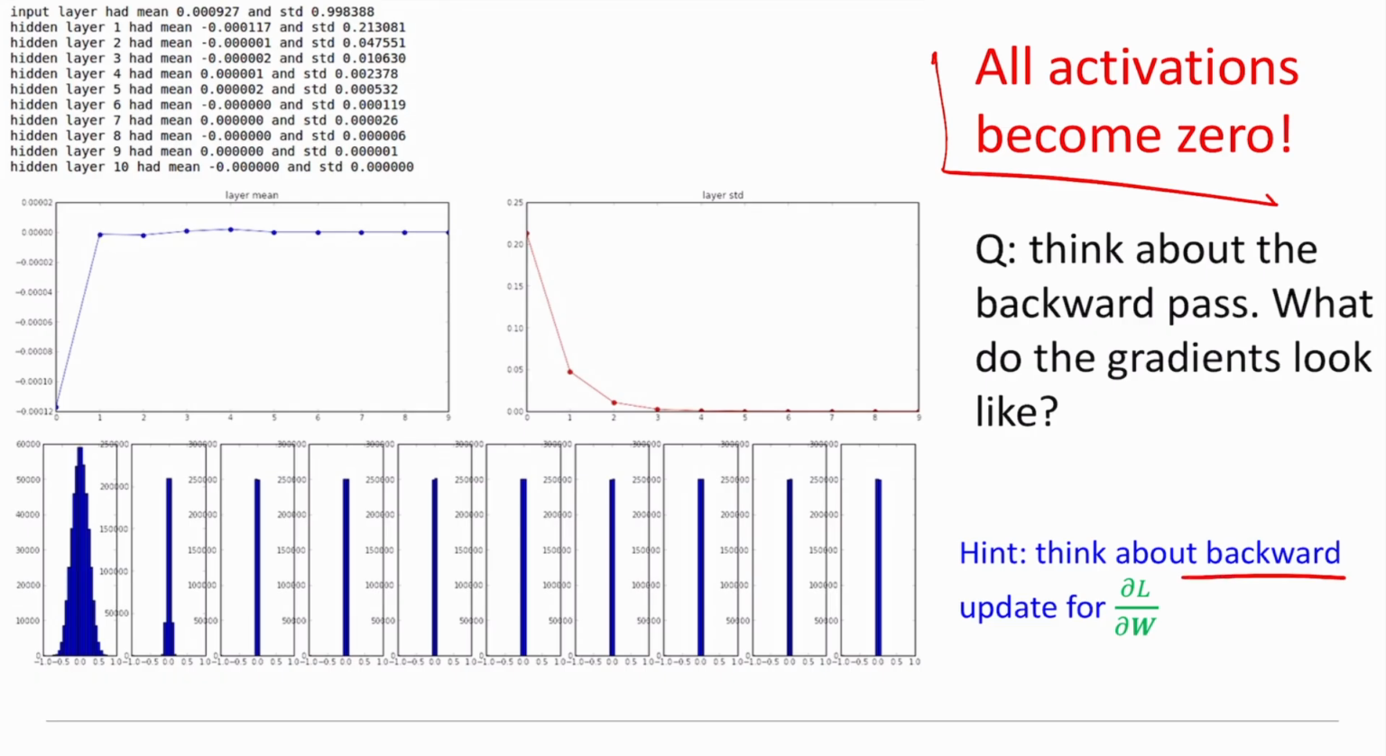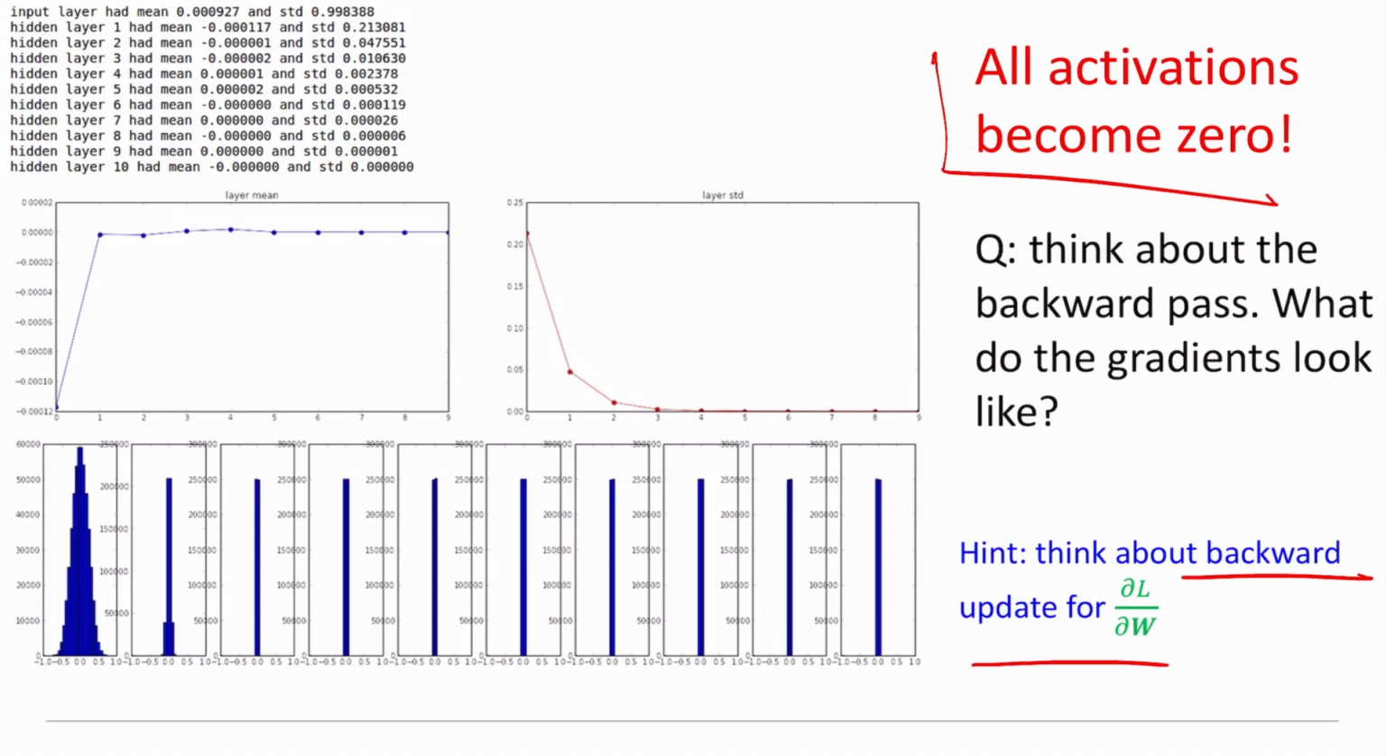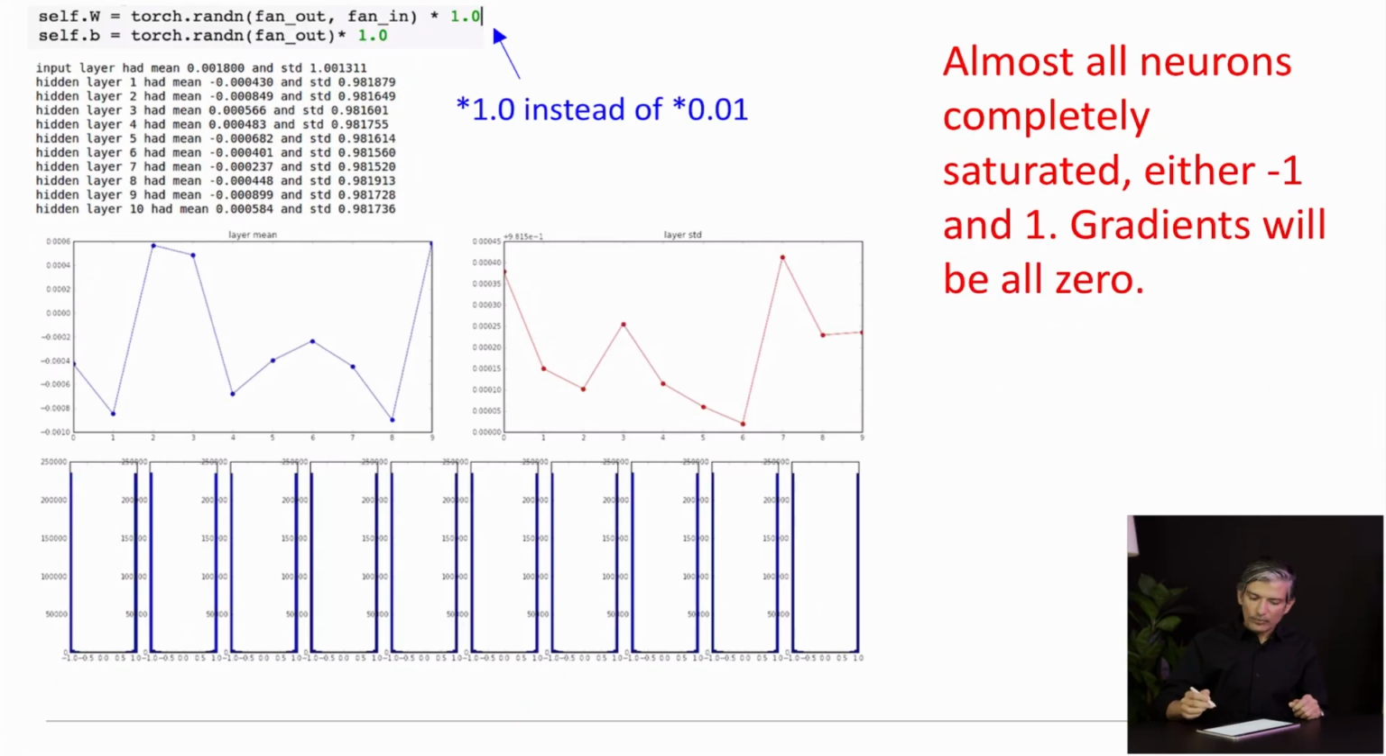And then think about what happens when we do backward. Think about the backward pass. What would the gradients look like? This will be a quiz question. I want you to answer, what will the gradients of the loss with respect to the weights look like if all my activations have become 0? What happens to my derivative of loss with respect to weights? Now, instead of using very small weights, let's use large weights.